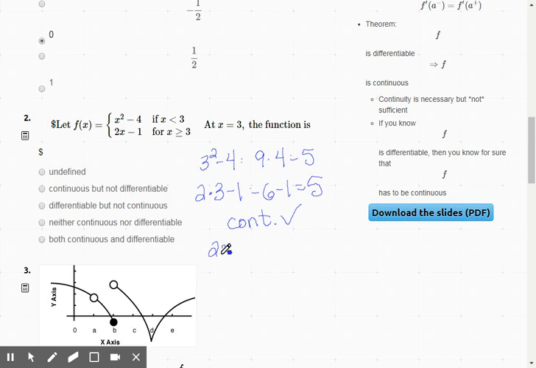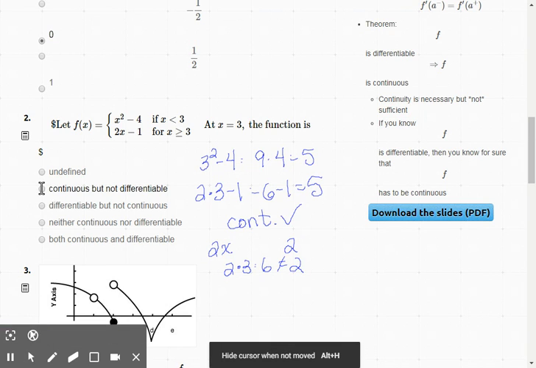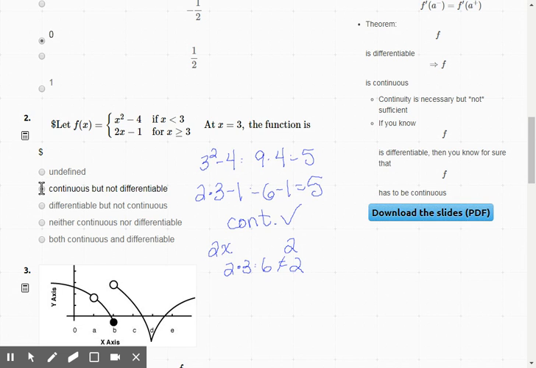Differentiability, let's take the derivative. We get 2x on the left side, and we get 2 on the right side. This is looking like it's going to be a problem. 2 times 3 is 6. 6 is not equal to 2. So it is continuous, but it is not differentiable at x equals 3. At other places, not a problem, but at x equals 3, it's continuous, but not differentiable.